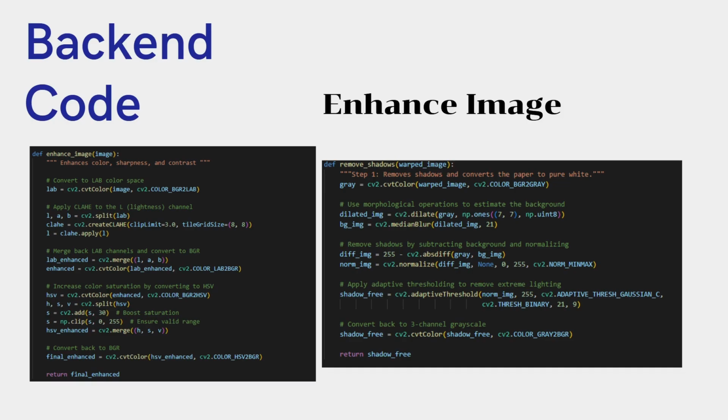Why do we use LAB for this image processing? Because it separates the brightness from the color information, so we can change the brightness without interfering with the color. And then we can boost the color saturation for clarity, sharpen edges, and reduce noise. And we then can output a clear, high quality scan image.